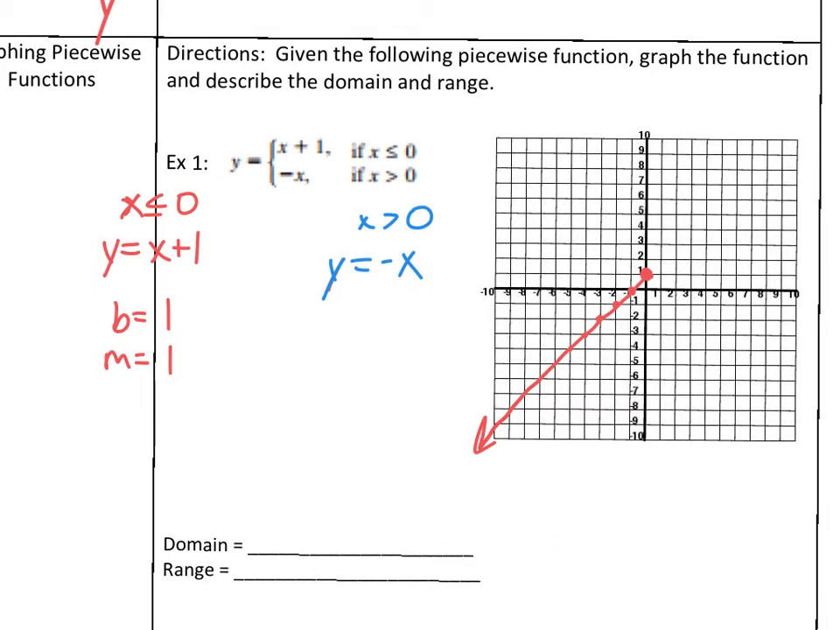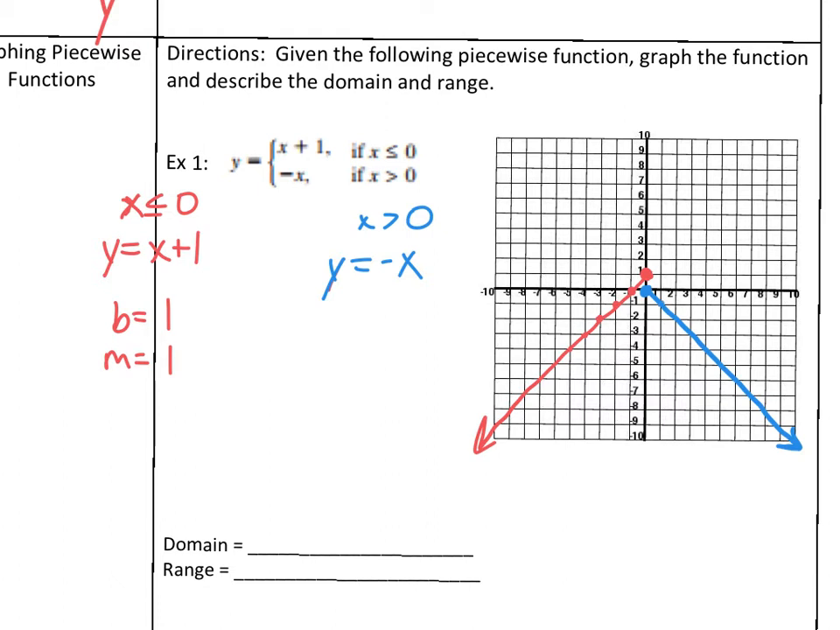Okay, now I'm just going to go and draw the second piece. So same thing. What is my intercept on this one? 0, right? So I can go ahead and put a dot at 0. And my slope is -1 over 1. And this is defined for x is greater than 0. So this line needs to go left or right? Right, okay?